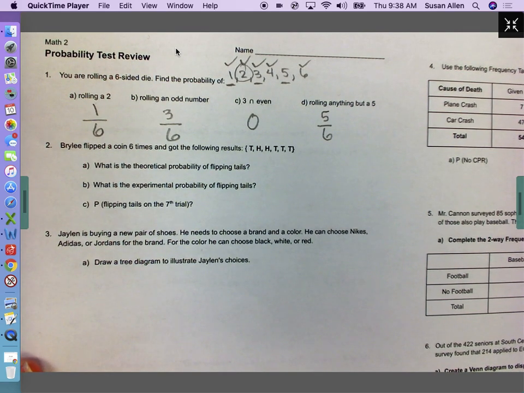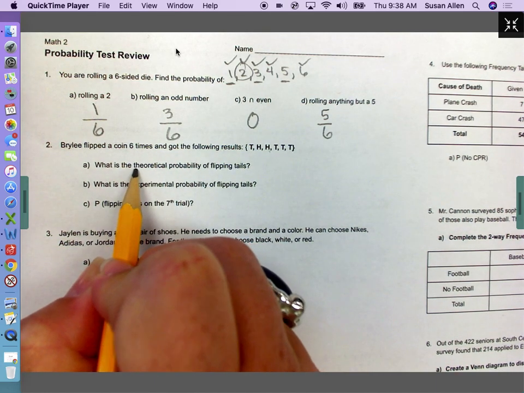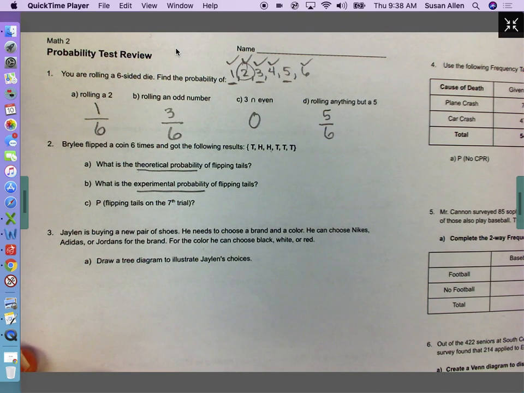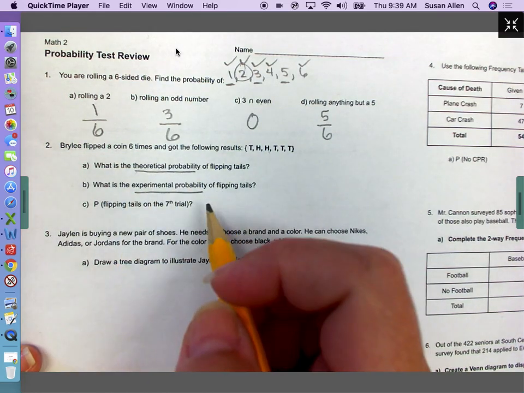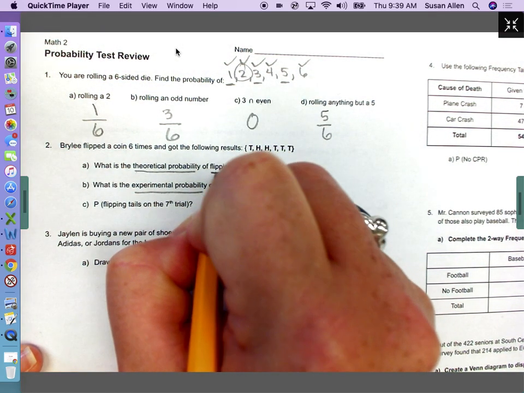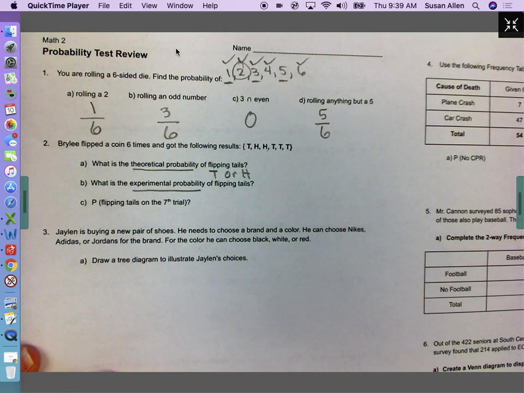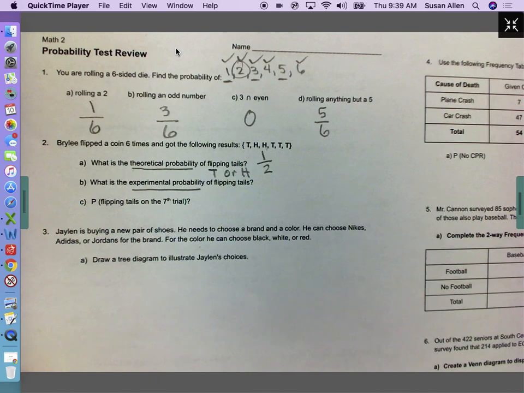For number 2, it says Briley flipped a coin 6 times and got the following results. Tails, heads, heads, tails, tails, tails. So she conducted an experiment. If you look at the questions, they ask you to basically differentiate between theoretical probability and experimental probability. You may remember in class that we went to a website and we did a simulation of flipping a coin. We should know that in theory, because there are 2 possible results, either getting a tails or getting a heads, that theoretically half the time we should get a tails and half the time we should get a heads. Therefore, the theoretical probability of flipping a tails is 1 out of 2.